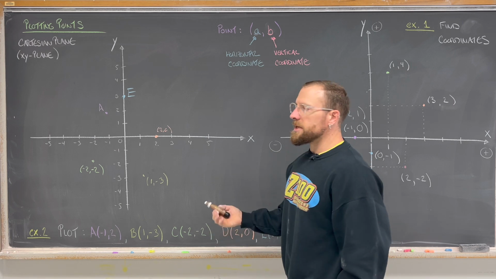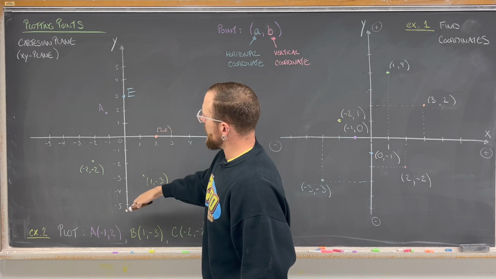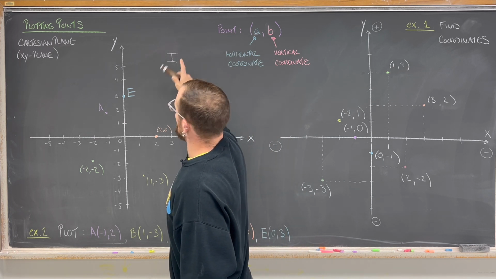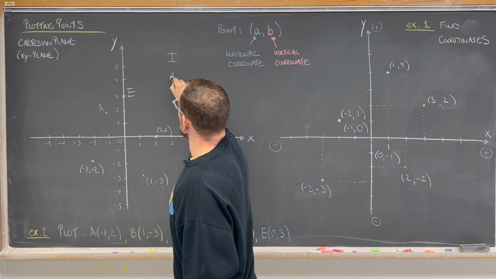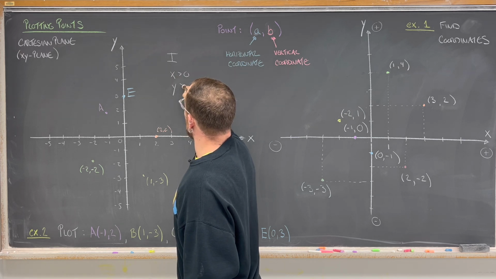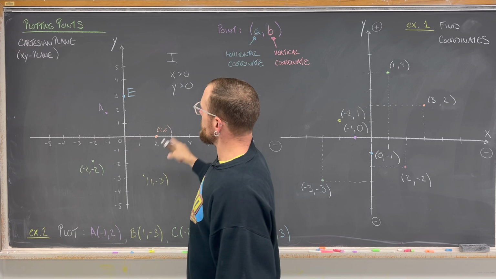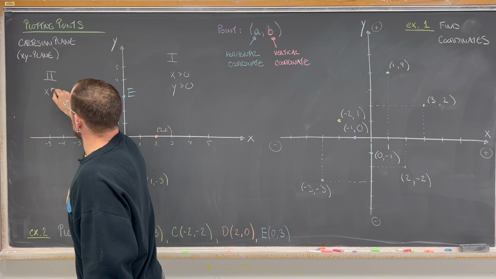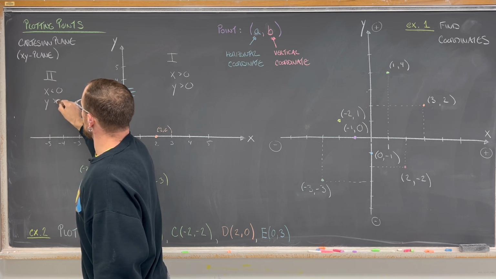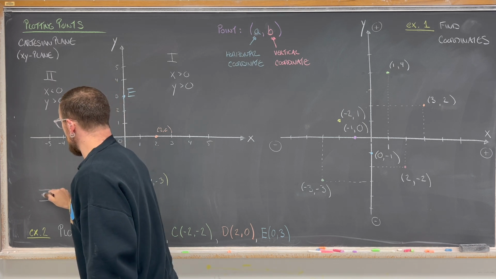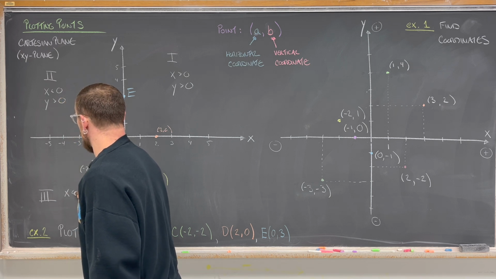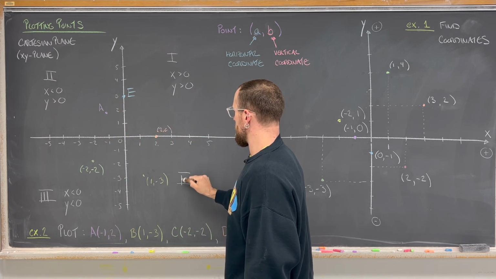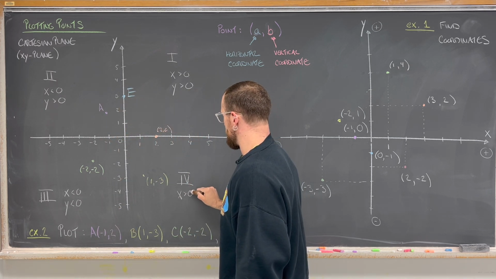It might be worth pointing out that the x and y axes themselves divide the plane into 4 quadrants. We have quadrant 1 here, where x is positive and y is also positive. And then from here we just count in a counterclockwise fashion. This is quadrant 2, where x is negative but y is positive. This is quadrant 3, where x is negative and y is negative. And over here is quadrant 4, where x is positive but y is negative.